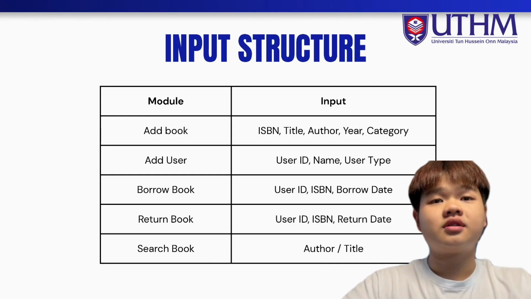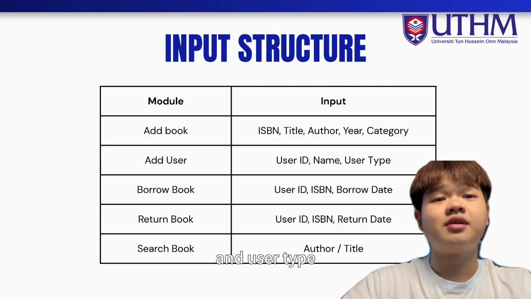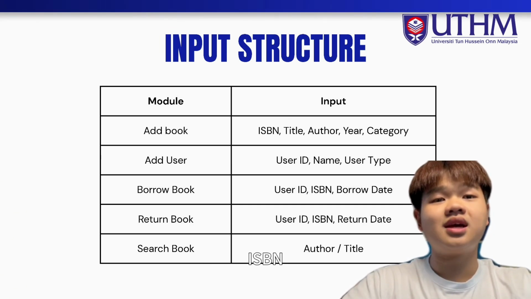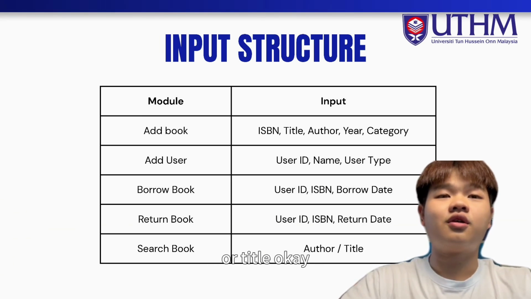Next, input structure. The first one, add book module. When registering a new book, the system will record the ISBN, title, author, year, and category of the book. Second, add user module. To register a new member, we need to input their user ID, name, and user type, for example, student or staff. The third one, borrow book module. When a user borrows a book, the system will record the user ID, ISBN, and borrow date. Next one, return book module. Same, the system will record the user ID, ISBN, and the return date. Last, search book module. To make finding books easy, we can search by author or title.